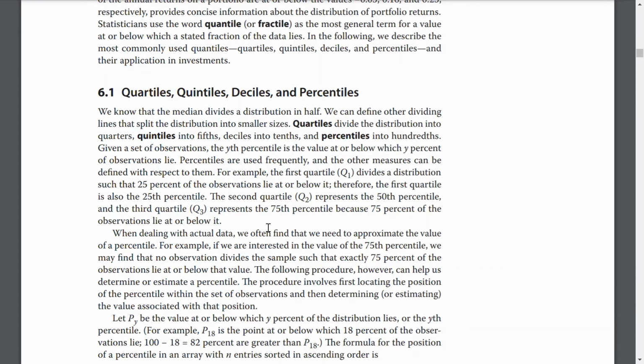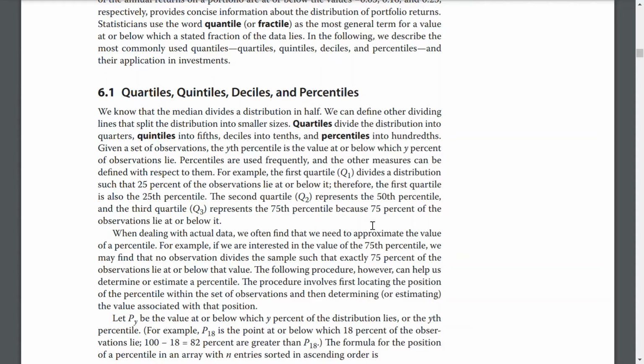For example, the first quartile, Q1, divides the distribution such that 25% of observations lie at or below it. Therefore, the first quartile is at the 25th percentile. The second quartile, Q2, represents the 50th percentile, and the third quartile, Q3, represents the 75th percentile, because 75% of the observations lie at or below it.